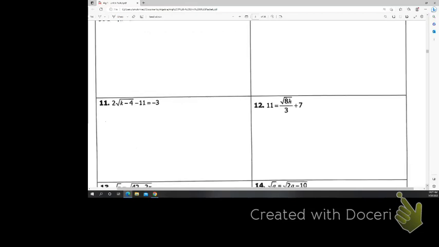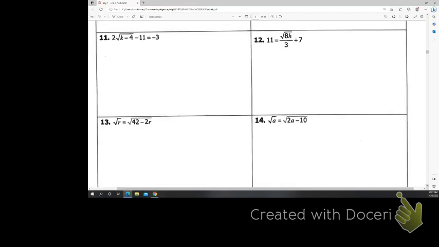Sure, some of you are curious about the one with a fraction. Multiple. And so I could do that. That's going to help me get the radical by itself. So if I multiply everything by 3, then I would have 33 is equal to, no fraction here anymore, plus 21. Then I need to move the 21 over, or I could have done that first.